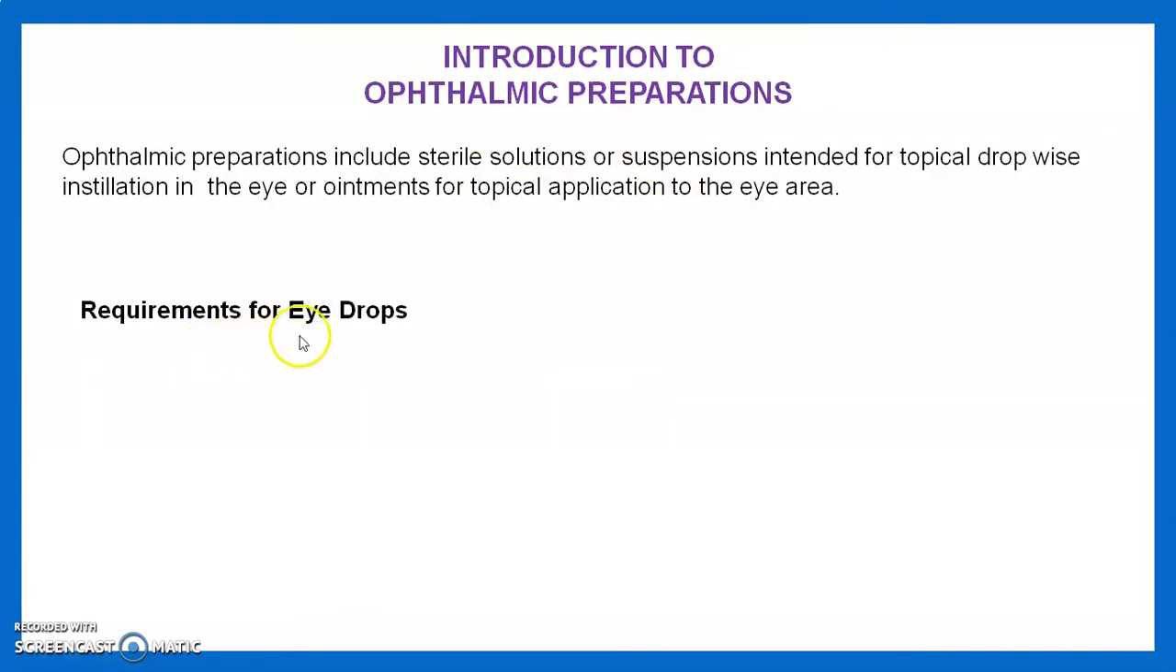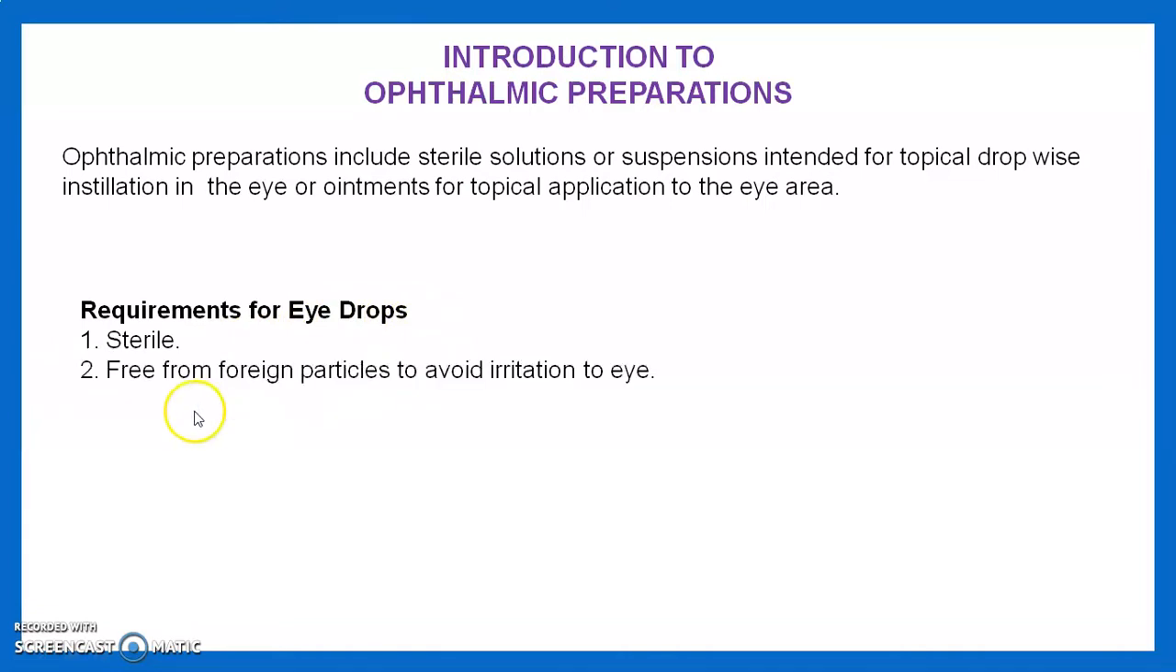Let us see the requirements for eye drops, or it may be eye ointment also. It should be sterile. It is free from foreign particles to avoid irritation. It is neutral, and it should be isotonic with the lacrimal secretion. Our lacrimal secretion pH is almost 7.4. That's why it should be isotonic with our lacrimal secretion.